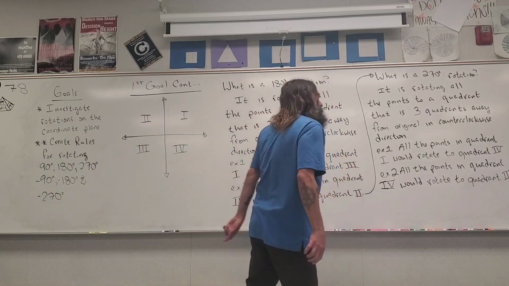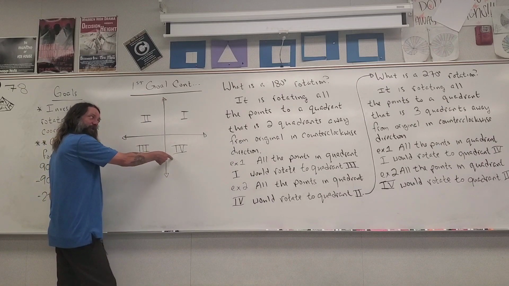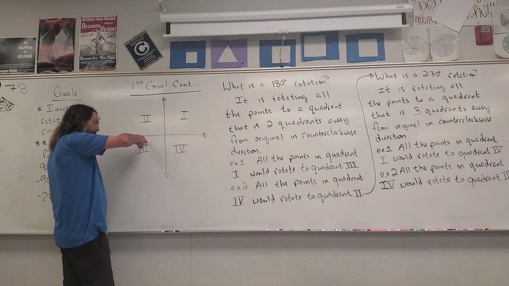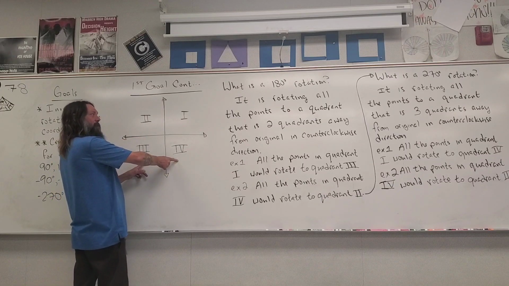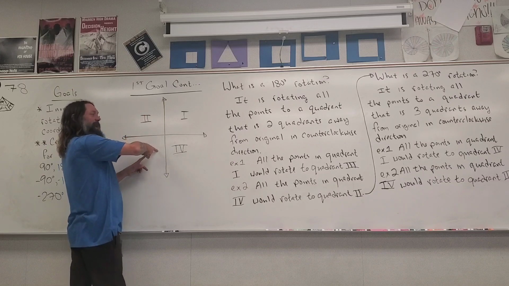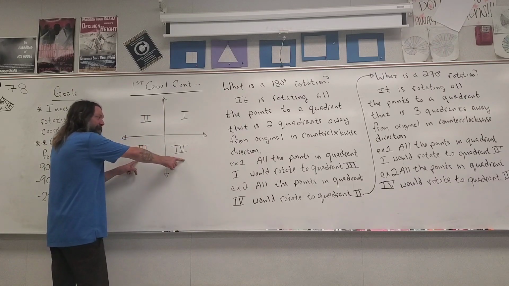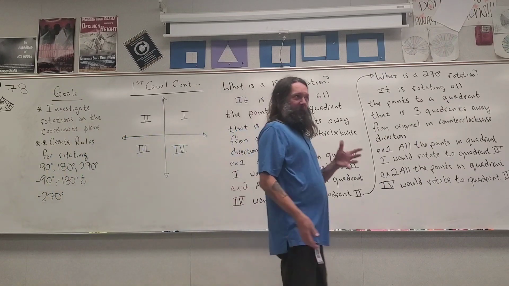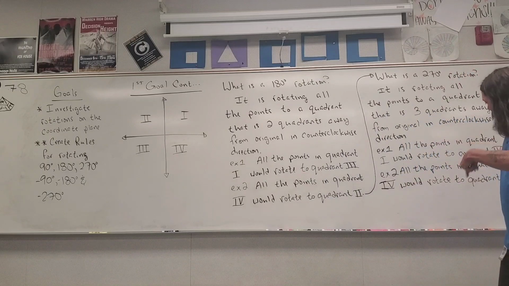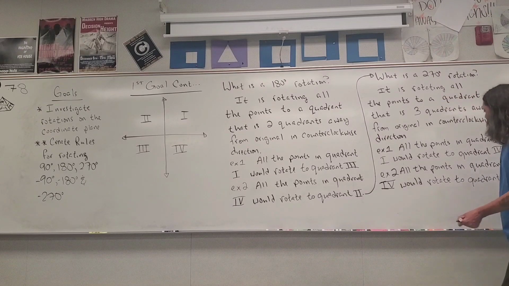Another example would be all the points in quadrant 4 would rotate 270 degrees to quadrant 3. Now, look, quadrant 4 in the counterclockwise direction is 3 quadrants away from quadrant 3. However, in the clockwise direction, it is 90 degrees away, right? Or negative 90 degrees. So it's 1 quadrant away.